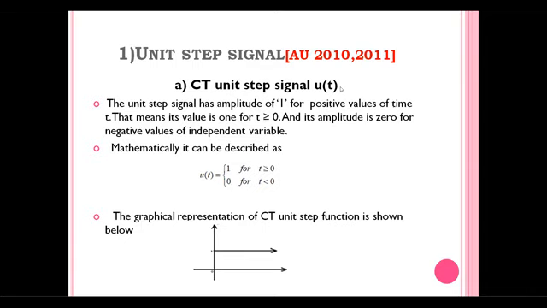Unit impulse means del of t. Ramp means r of t. Sinusoidal means sin omega t. These are all the standard notations. So here CT means continuous time.